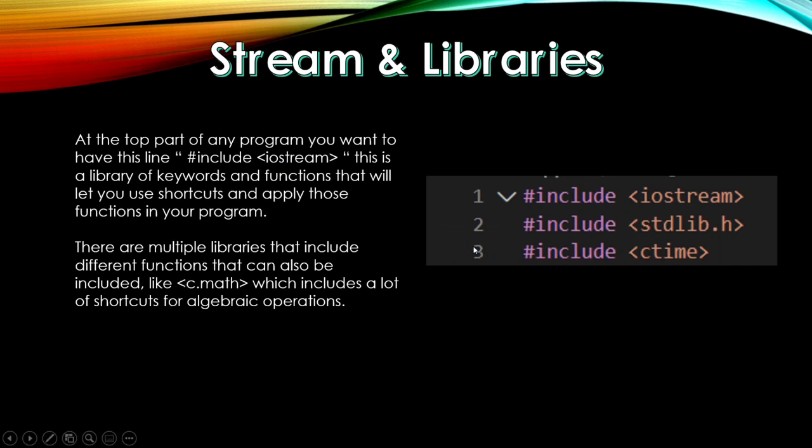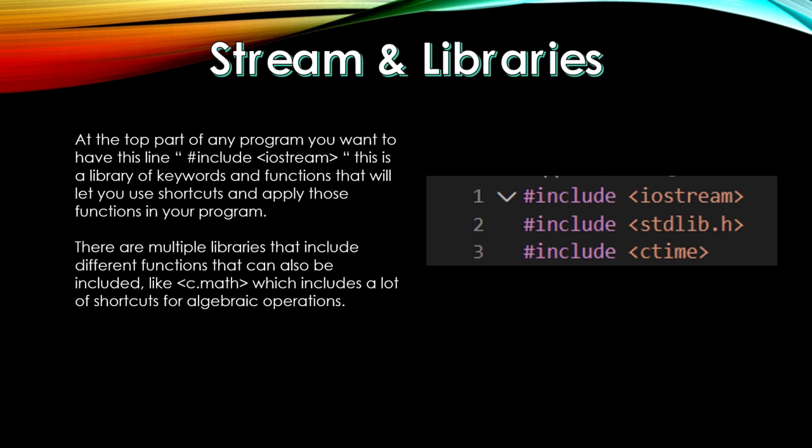Libraries are a group of more functions that have more specific uses. There's a lot of different libraries that will let you open up and expand the functions that you have available for using in your programs. For example, cmath is one of those libraries, and it includes things like the square root or the powers. You can just put sqrt and it will give you the square root.